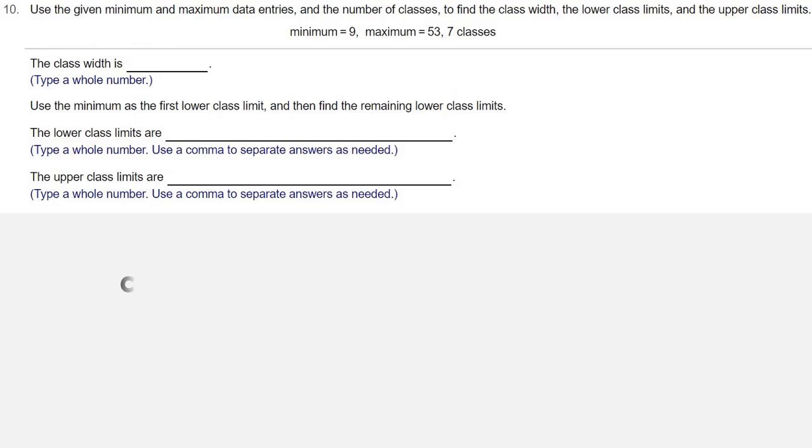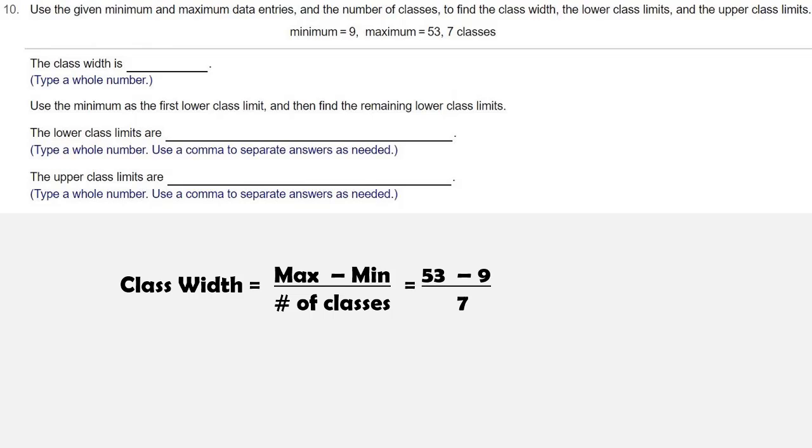So first thing we're going to do is find the class width. We have a formula that says the class width is the maximum minus the minimum divided by the number of classes. Well, the maximum here is 53 and the minimum is 9, so that's going to be 53 minus 9 divided by 7. 53 minus 9 is 44, so we have 44 divided by 7, which is 6.28571, and the decimal continues on. But with class width, we always round up to the next highest whole number, so this class width will be 7.